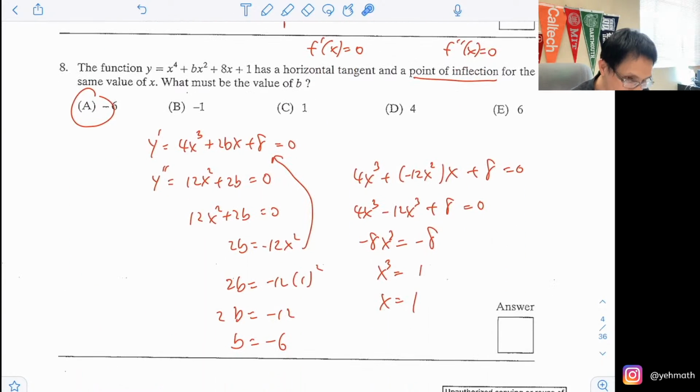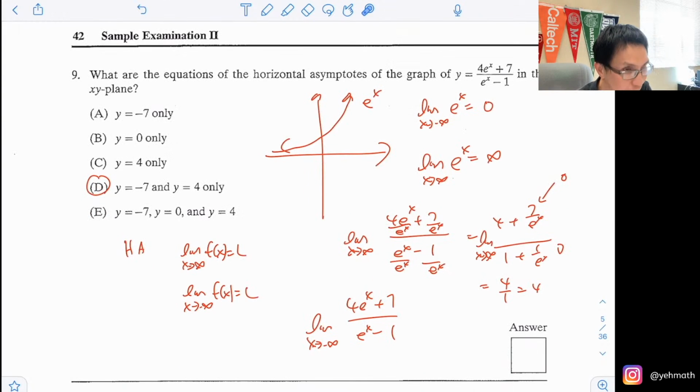This will work for number 8, which I will actually annotate. I will annotate stuff like this. I will say that's a horizontal tangent, which means f prime of x is equal to 0. Point of inflection means f double prime of x is equal to 0. I solve for the second derivative and set it equal to 0. I get one of the things, I plug it into the first derivative equal to 0, and I solve it. x is equal to 1.